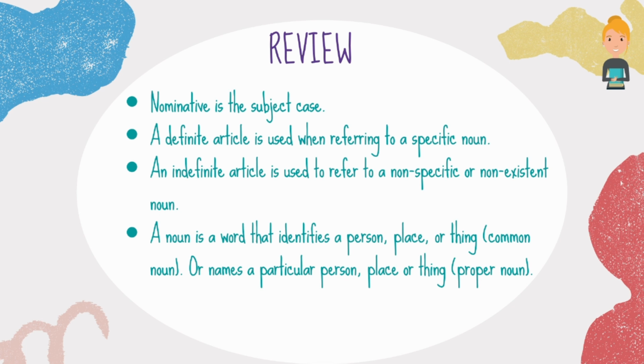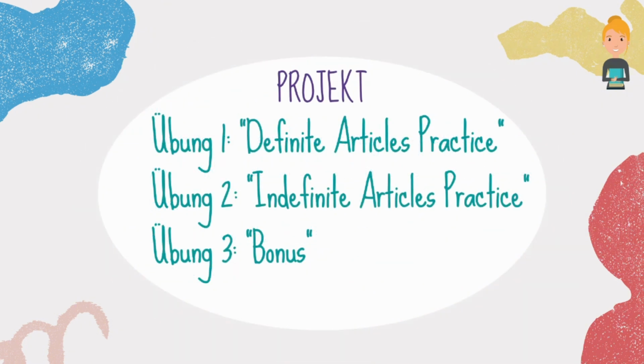Some key takeaways. Nominative is the subject case. A definite article is used when referring to a specific noun. An indefinite article is used to refer to a non-specific or non-existent noun. A noun is a word that identifies a person, place, or thing, common noun, or names a particular person, place, or thing, proper noun. It is in your best interest to review the slides on definite, indefinite, and negative articles, as well as the new vocabulary so you can memorize them. You will need them for today's project.